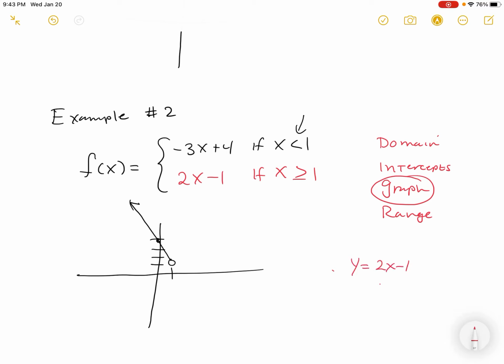So we do absolutely want to know what y is when x is 1. So if I plug 1 in, I get 2 times 1, which is 2, minus 1, which is 1. So we come in and we actually fill that hole. That happens every once in a while, but it happened in this case.